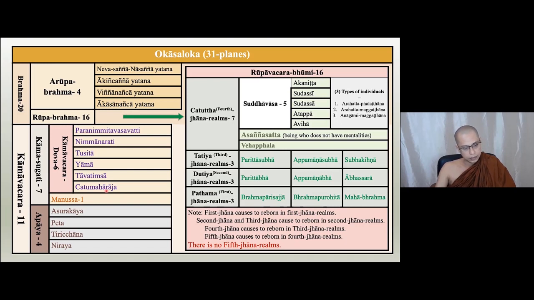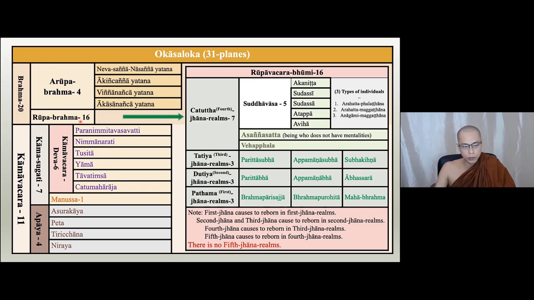Then, the reason why we are reborn in these planes of existence in the sensual sphere is, for the Apaya states, due to akusala kamma, and for the seven beautiful planes, due to kusala kamma, what we have done in daily life.